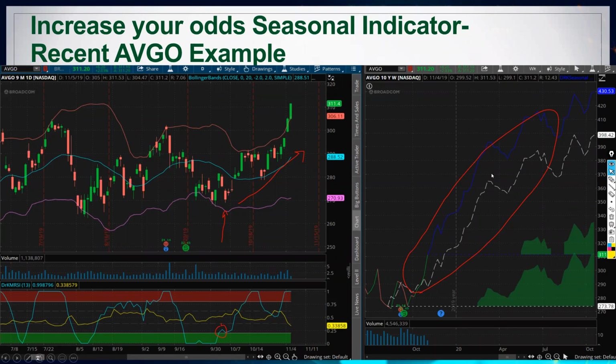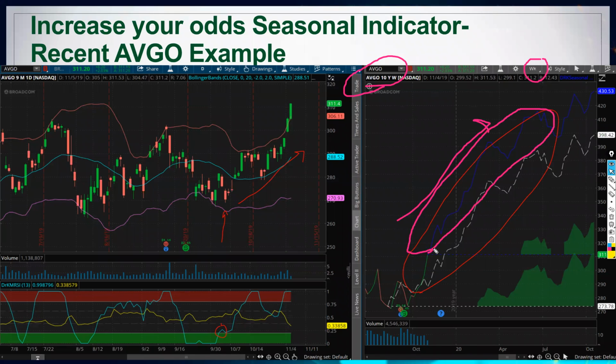Again, those of you that like to trade with seasonals as well, right? Got my custom seasonal indicator. This is off the weekly. I use my seasonals off the weekly. Look at this, just to show you here. Look at the blue line. This is what should be happening on Broadcom, AVGO right now, okay? And this is what happened today. But this move should not be surprising, okay? This happens year in and year out.